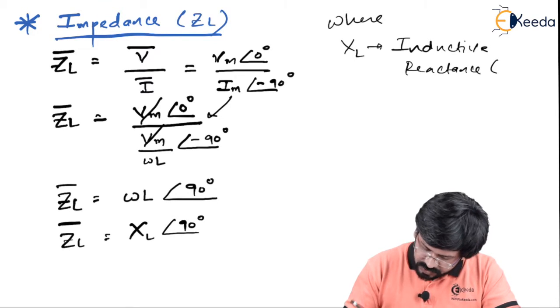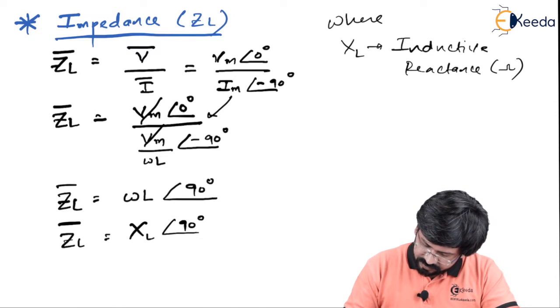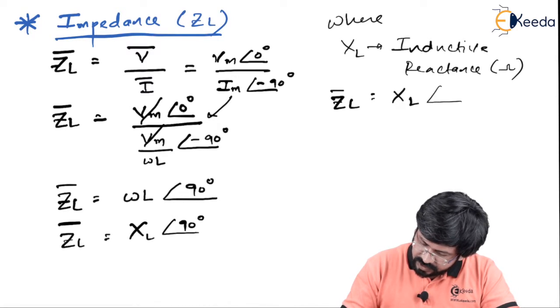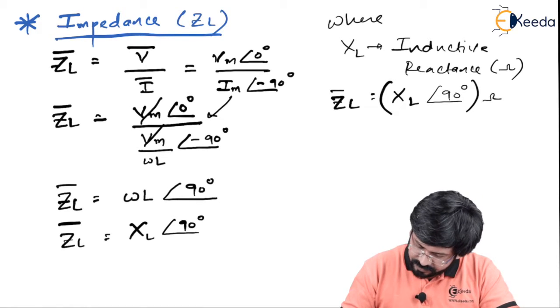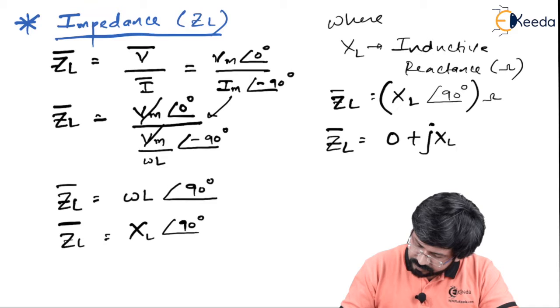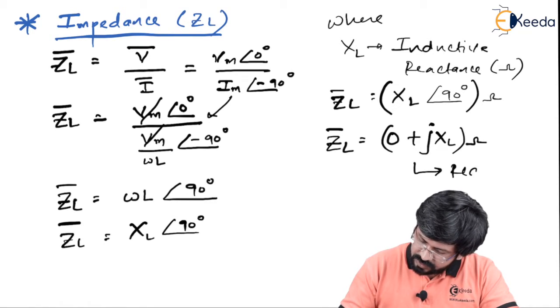And of course, the unit is ohms because it is derived from the relation V by I. Finally, ZL vector is XL at an angle of positive 90 degree ohms, which is the polar form. I can rewrite it in rectangular form as 0 plus JXL. So this is also ZL but in rectangular form, and this is also ZL but in polar form.